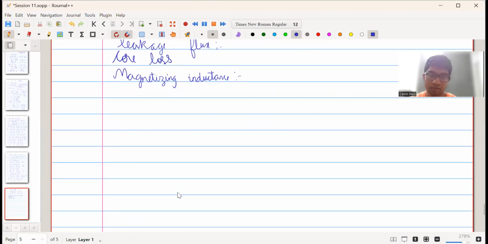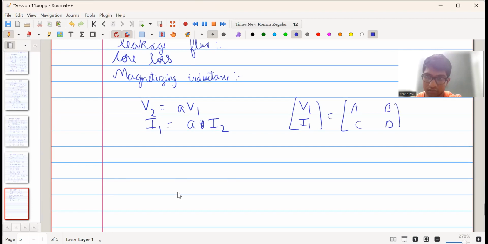So what we have found is we have two equations. We have V2 is equal to a into V1 and I1 is equal to a into I2. Okay, these two equations we have. Now let us assume we want to represent this circuit in terms of ABCD parameters. So what do we know? For ABCD parameters, we have V1, I1 is equal to A, B, C, D into V2 and minus I2.